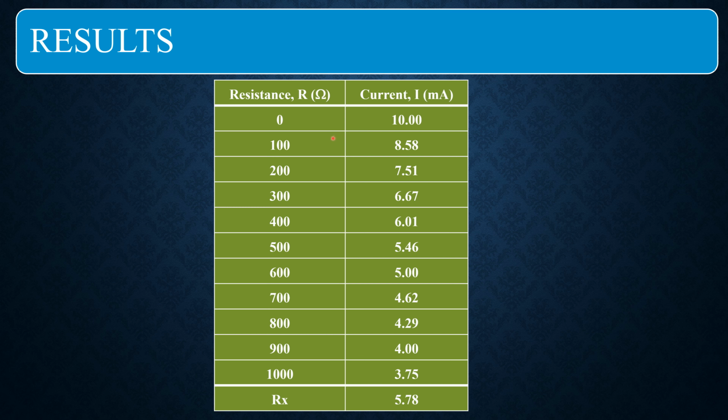So as you can see here, when the resistance for the second variable resistor is being increased from 100 ohm to 1000 ohm, the current is decreasing from 8.58 milliampere to 3.75 milliampere. So according to Ohm's law, when the voltage is constant, the resistance and the current will be inversely proportional to each other. So this is the value of current I can obtain when I have inserted the unknown resistor into the circuit. The current recorded is 5.78 milliampere.